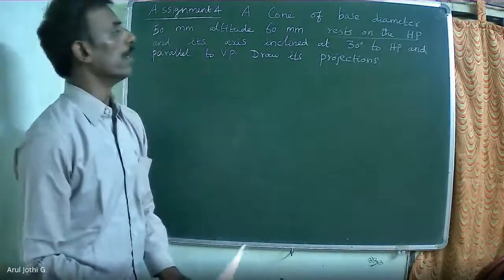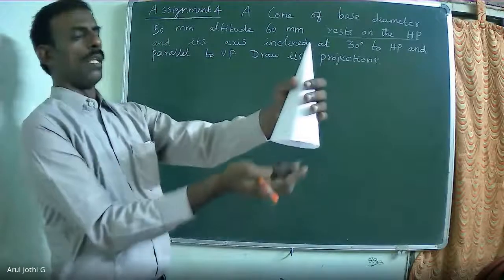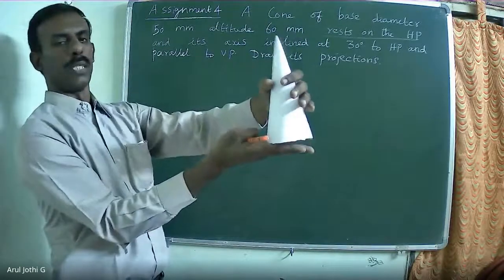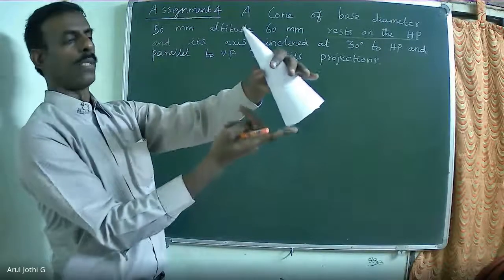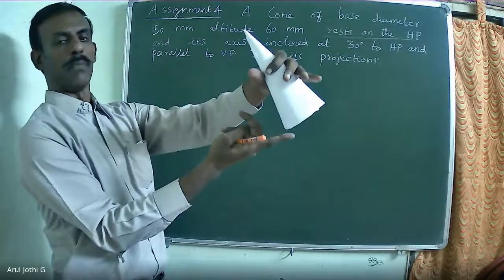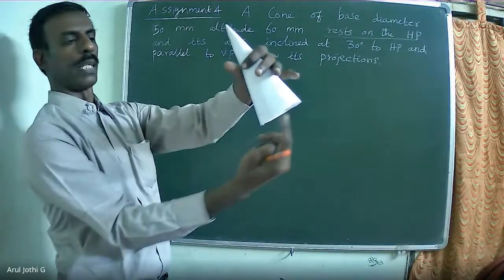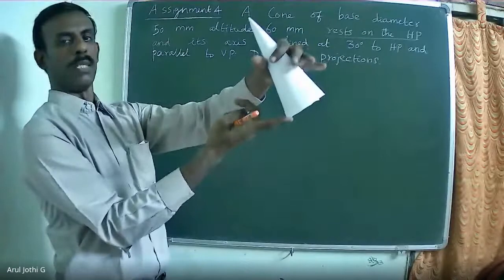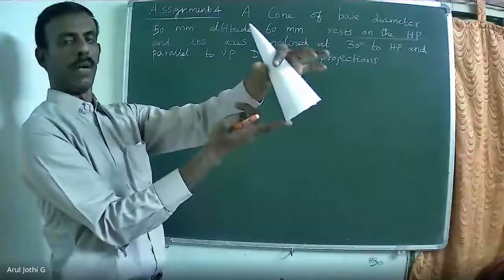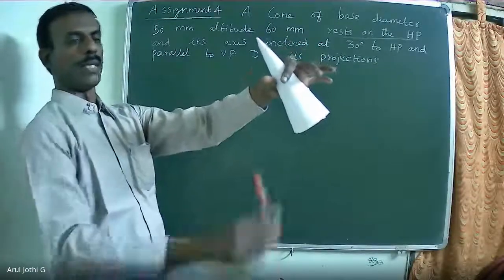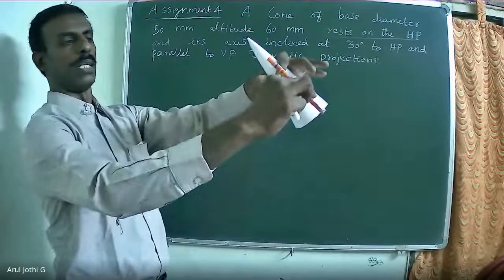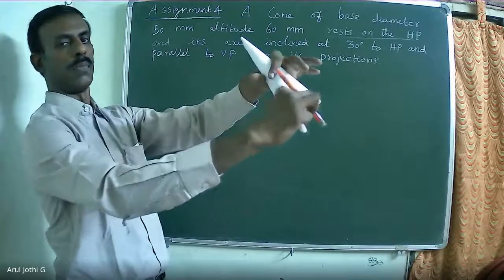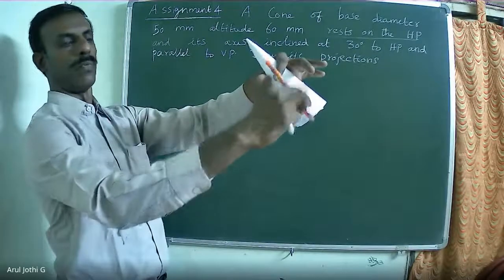Now, which part of the cone is resting on HP? The base has a circular shape, so one of the circumference points of the base circle is resting on HP, and the axis of the cone is inclined to HP and parallel to VP. This is the axis orientation.